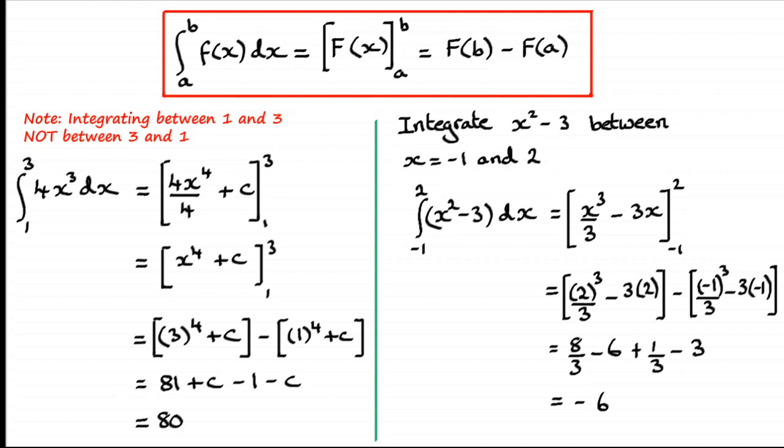I can see that quite a few of you have been able to get that -6. Well done. You can see that I haven't included, by the way, the plus c. If I had done, it would have cancelled out. We'd have had a plus c in this one and a plus c in this square bracket, and we'd have ended up with c minus c, still giving us that -6.